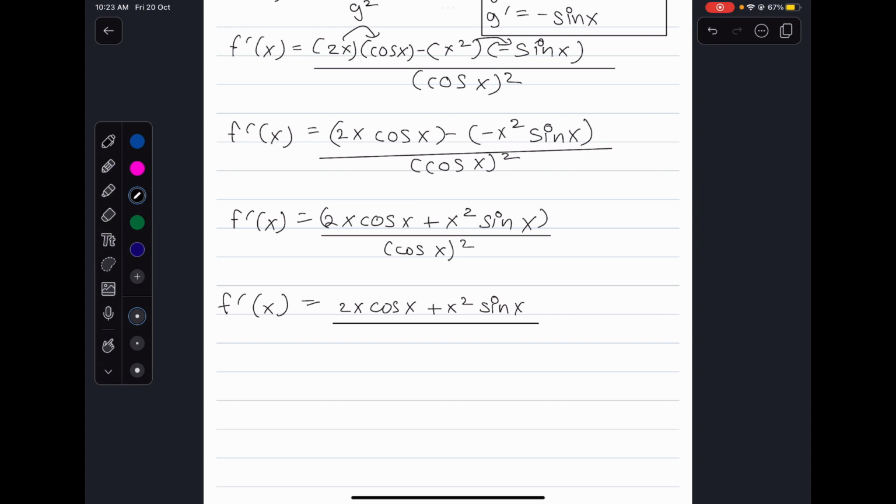For the denominator, you can also write it like this, cosine squared x, because cosine of x squared is the same thing essentially as cosine squared x. So this is our final answer.